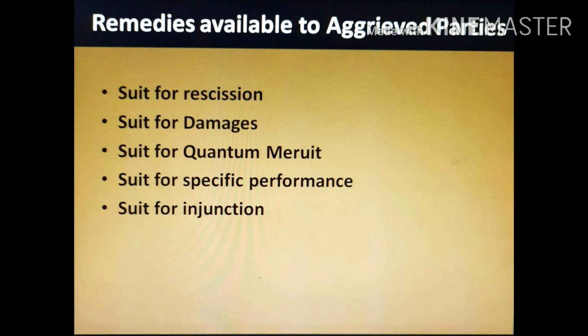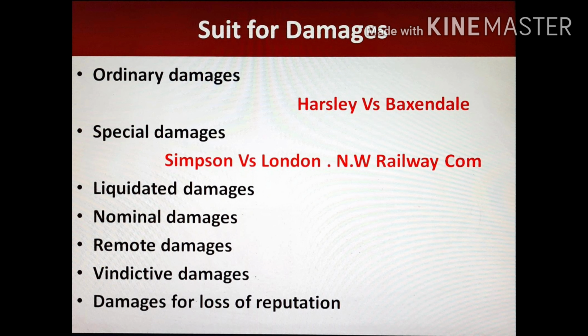Next, suit for damages. So there are 7 different types of damages identified by law. Let us discuss one by one in detail. Right. The first one is ordinary damage. The second one is special damage. Let us understand these 2 damages together.